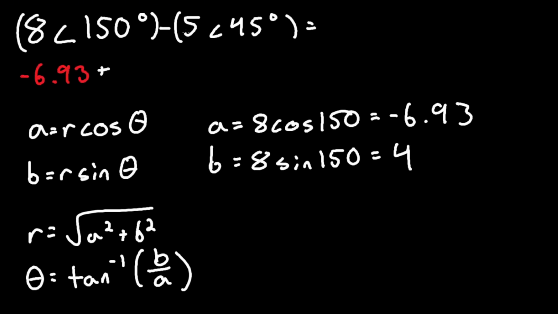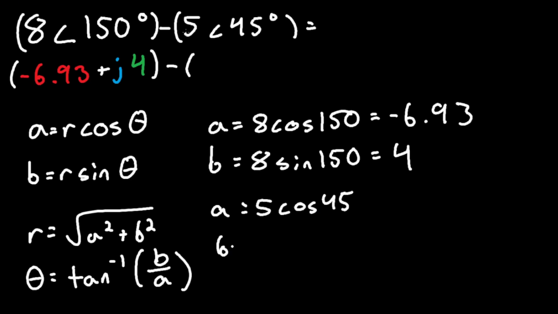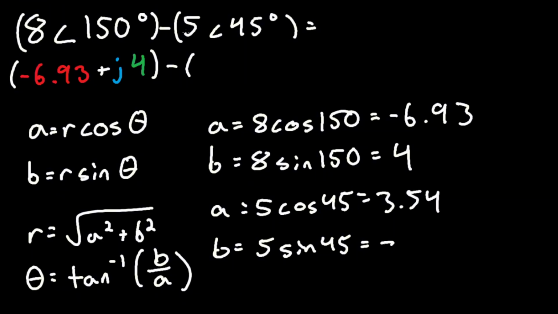So negative 6.93 plus j4 in parentheses minus this guy in rectangular form. So this is 5 cosine of 45 plus j 5 sine of 45. So 5 cosine 45 is just equal to 3.54, and this is 3.54 as well. So this number becomes 3.54. They're both positive, so we have a plus here, j 3.54.